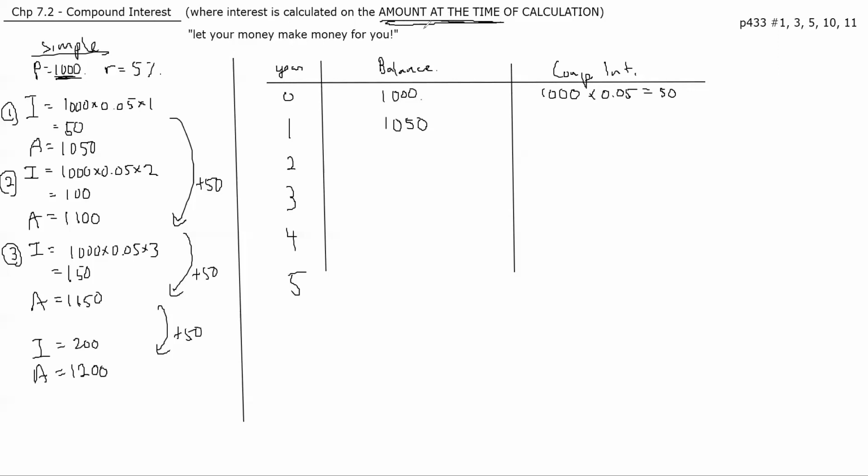We calculate interest based on the amount at the time of calculation. How much do I have at the time of calculation? 1,050. And what is 5% of 1,050? Busting out my calculator.